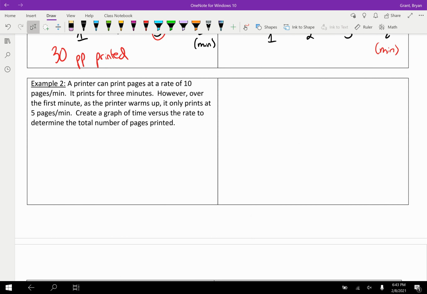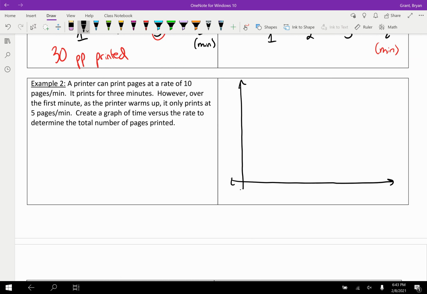We now have a printer that can print pages at a rate of 10 pages per minute. Well, that's exciting. We've done that before. It also prints for 3 minutes. Cool. This seems done already. However, over the first minute, as the printer warms up, it only prints at 5 pages per minute. Let's see if we can create a graph of this friendly old scenario here.